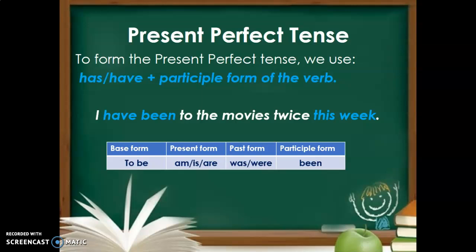How about the verb go? Go, which is to go, the base form. Present form, go. Past form, went. And participle form, gone. Right? So it's very important for you to practice and memorize the participle forms of any verb. For regular verbs, it's very easy because what you need to do is just add an ed. It's the same as the past form, right? But for irregular verbs, they change their spelling.